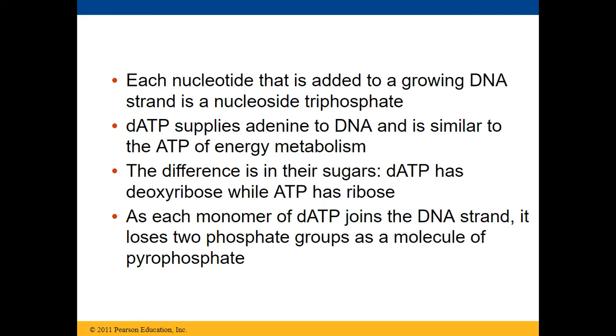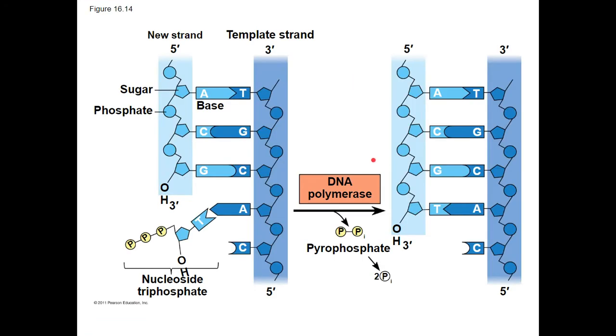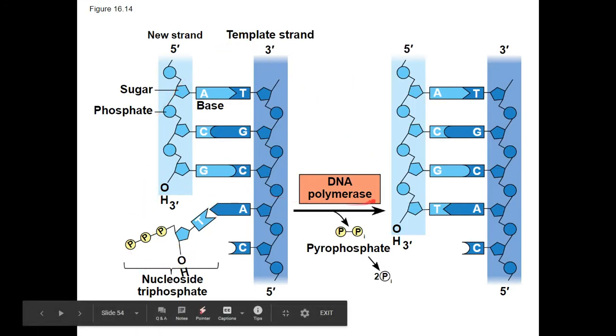dATP has deoxyribose, while ATP has a ribose sugar. Each monomer of dATP joins the DNA strand. It loses 2 of its phosphate groups, releasing energy in order to add that nucleotide. So here we see it come in. DNA polymerase grabs hold of it, attaches it, and drops out those 2 phosphates.